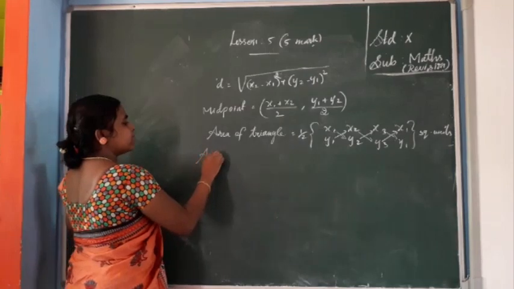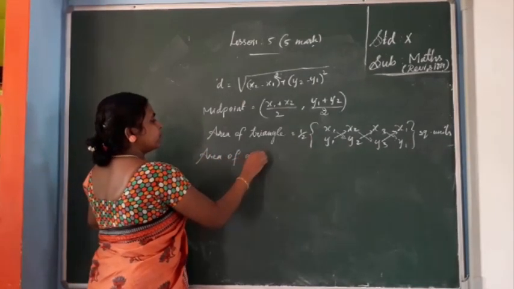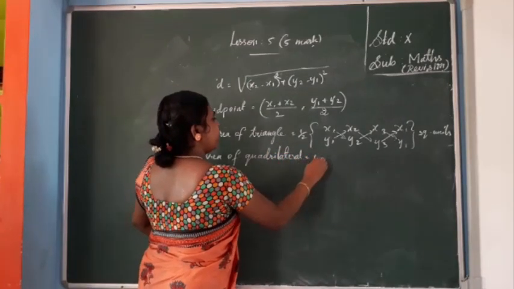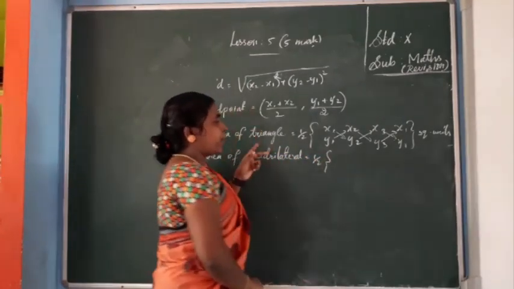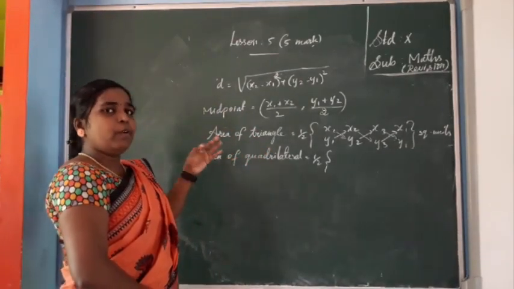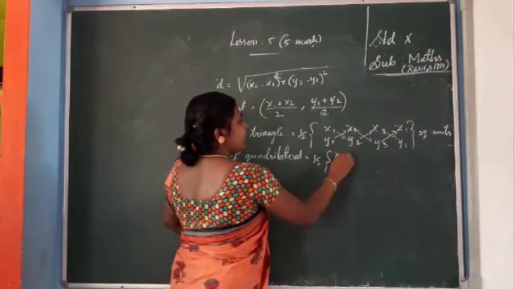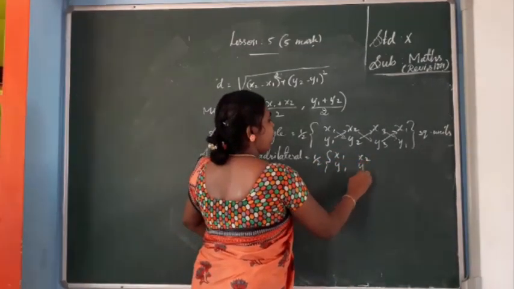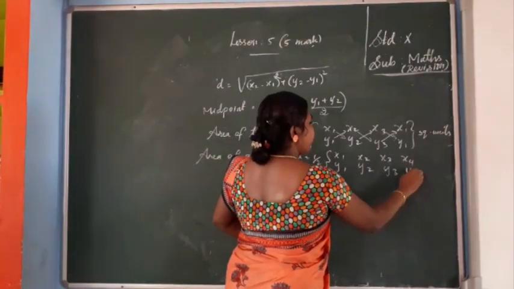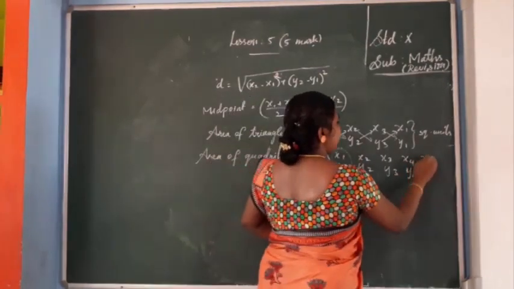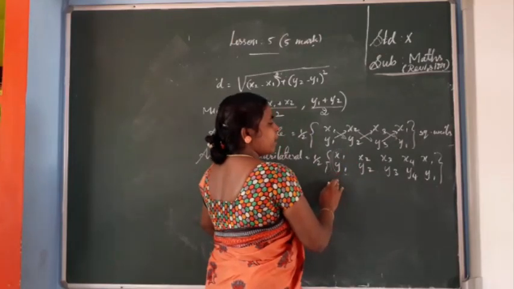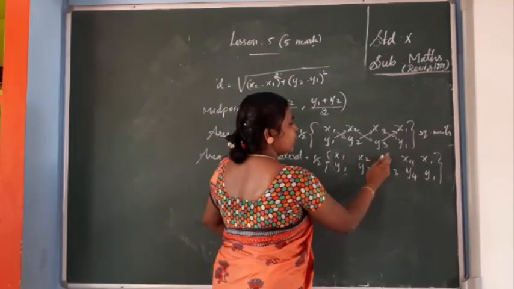Okay, next area of quadrilateral. Area of quadrilateral equals 1 by 2 into. For a triangle they will give 3 vertices. For a quadrilateral, how many vertices will they give? 4 vertices. So x1, y1, x2, y2, x3, y3, next x4, y4. Once again you have to write the first element x1, y1. Don't forget to write the last element. So 4 points they will give, you have to write 5 times. You see 1, 2, 3, 4, 5.